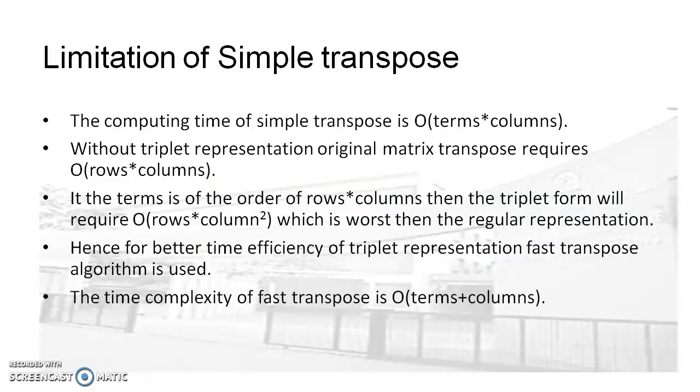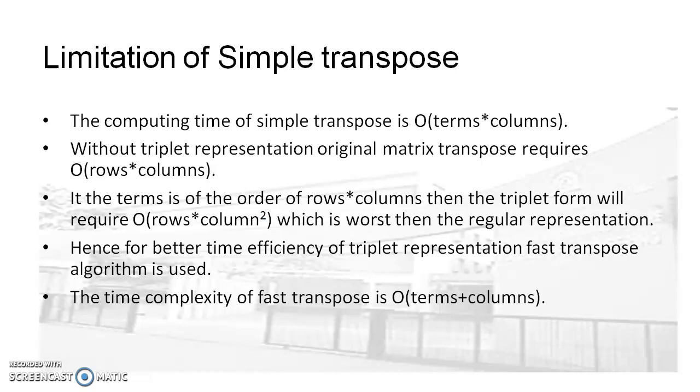The limitation of simple transpose is that the computing time of simple transpose is terms into columns times, and without the triplet representation, the original matrix transpose requires rows into columns times. Now, if the terms in the sparse matrix is of the order rows into columns, then the triplet form will require big O of rows into columns square time, which is worse than the regular representation.